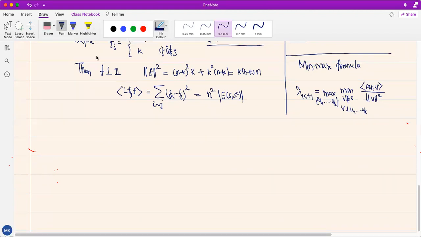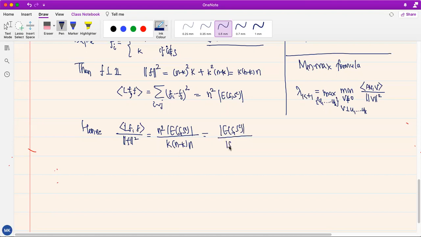Okay. So fine. So now what do we get? Hence, LF inner product F divided by norm F squared will give me N squared times E of S S complement divided by K times N minus K times N. Okay, that is norm F squared. Now let's write that as E of S S complement divided by what is K? K is the size of S, right? K is the size of S, into 1. N cancels and I get N over N minus K.